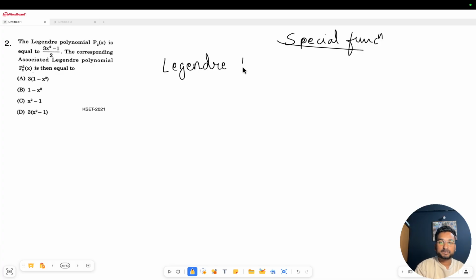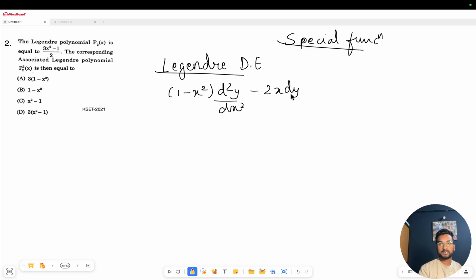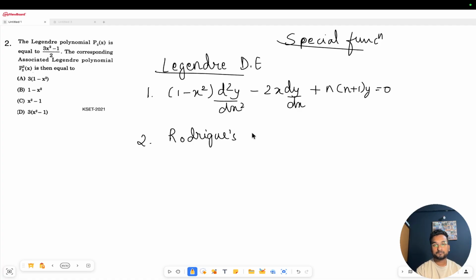What is the Legendre differential equation? It is (1 minus x square) d square y by dx square minus 2x dy by dx plus n into (n plus 1) y equals 0. So this is the differential equation. You have to do some things for Hermite and Laguerre. What you have to do is see what the differential equation is for this. Then next, what is the solution of this, which is known as the Rodrigues formula.